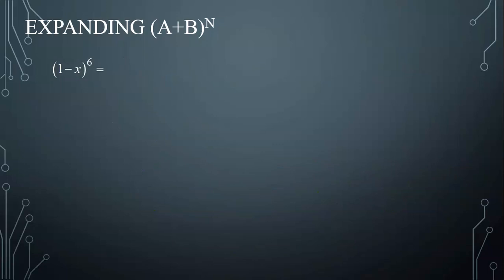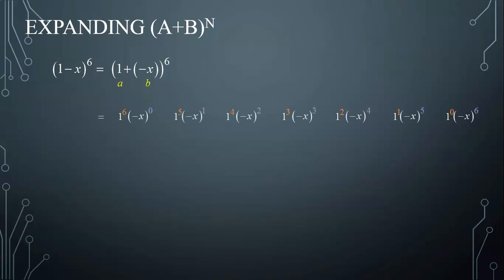Let us now expand 1 minus x to the 6. As we need this in the form a plus b to the n, then 1 minus x can be written as 1 plus negative x. We are considering 1 for a and negative x for b. As we have previously seen, as n is 6 here, a, which is 1, starts with an exponent of 6 and decreases in exponent all the way to 1 to the 0. Then b, which is negative x, starts with an exponent of 0 and increases in exponent all the way to negative x to the 6.